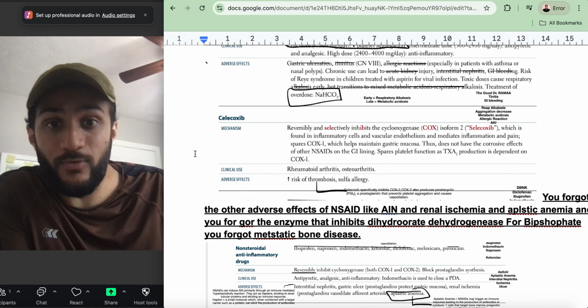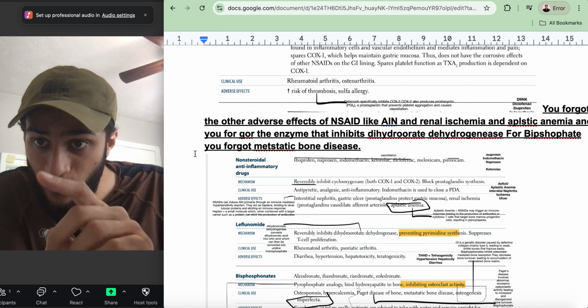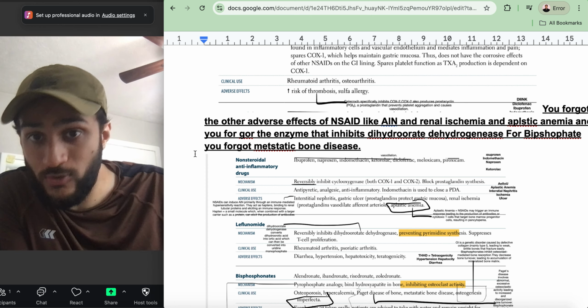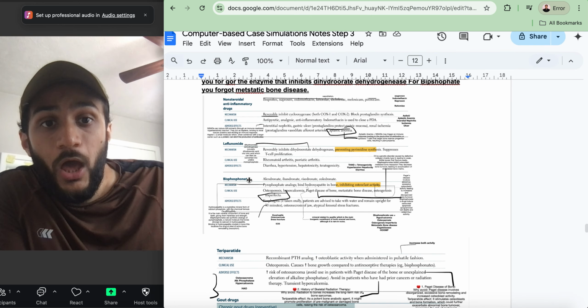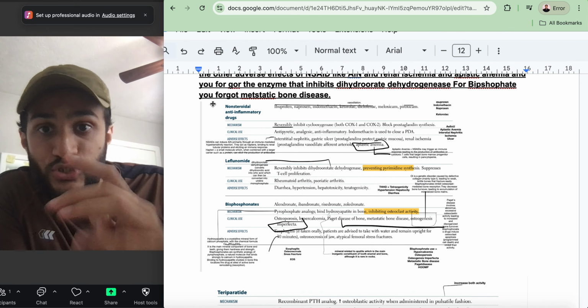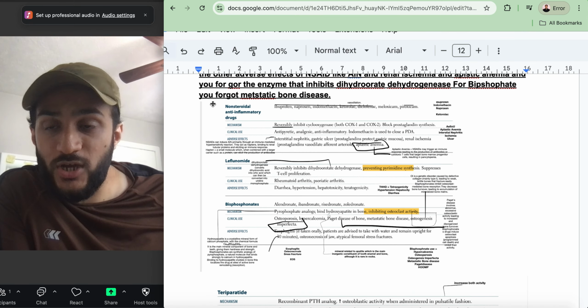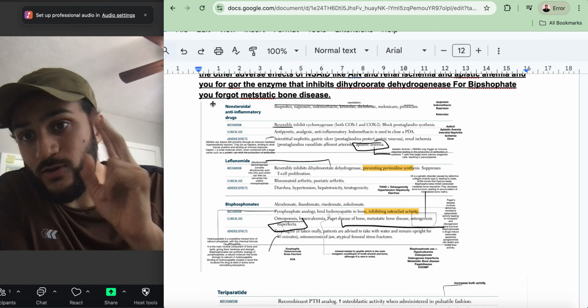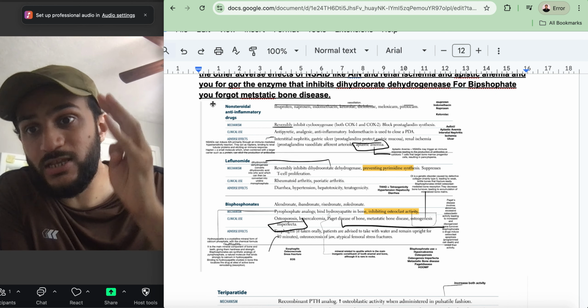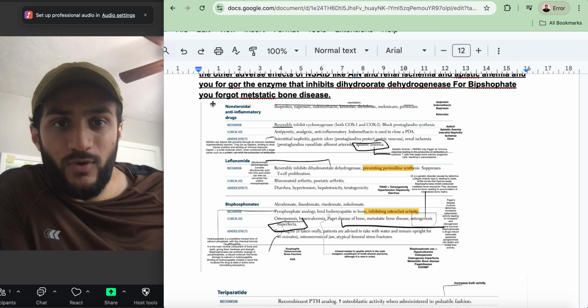So it would spare the platelet function of thromboxane A2, which is dependent on cyclooxygenase number 1. So you can get more thrombosis. So that's the main thing. It's going to be used for rheumatoid arthritis and osteoarthritis, but it's going to cause thrombosis and sulfa allergies. Okay, then we can come over here into NSAIDs. We have 5 indices: ibuprofen, indomethacin, diclofenac, naproxen, and ketorolac. There are a few others, not too important.